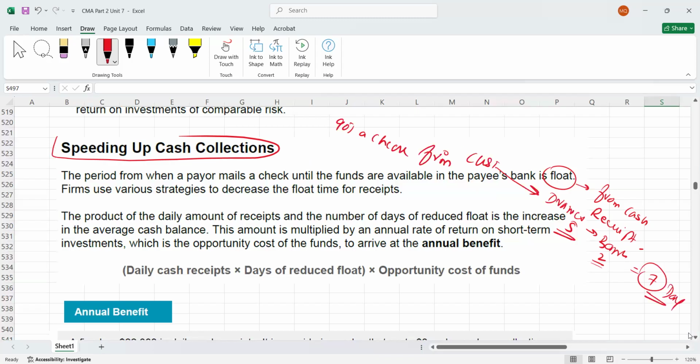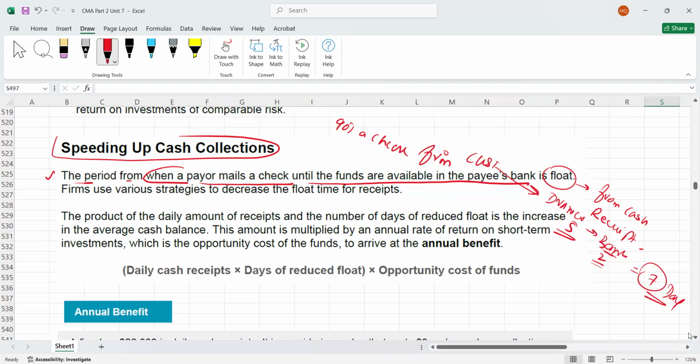So how do we define the float period? Actually, this is how it is defined. It is the period from when a payer, meaning a customer, mails a check until the funds are available in the payee's bank account. From the point we receive the check up to the point we get the payment into our account, whatever time we take, that is the float period, from the receipt point of view.